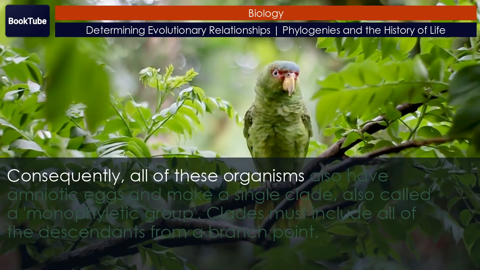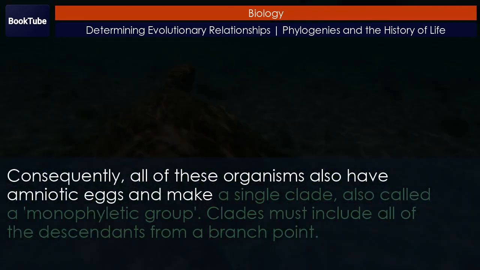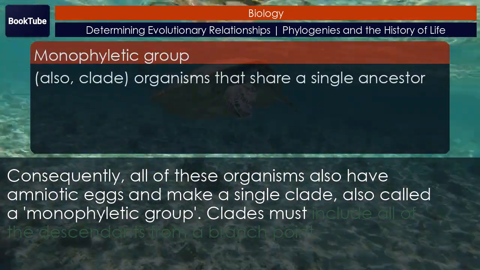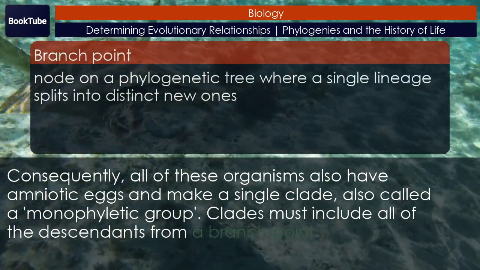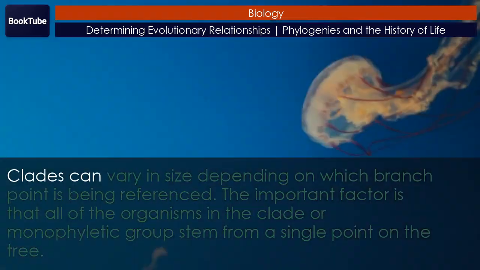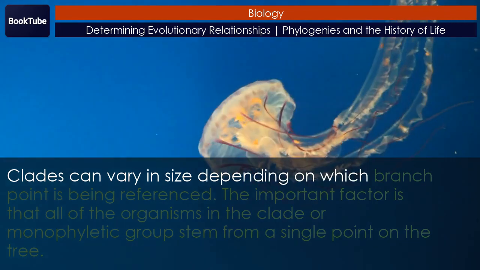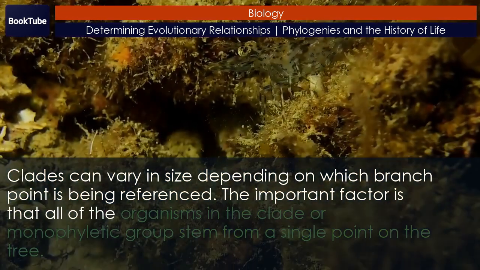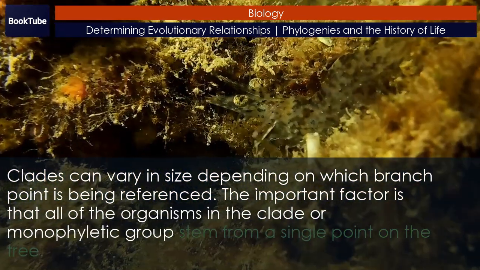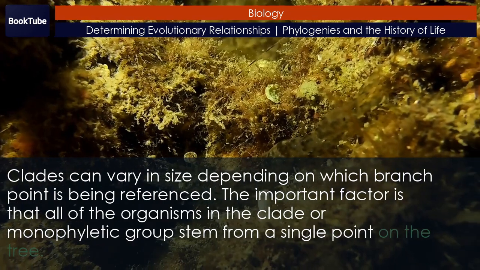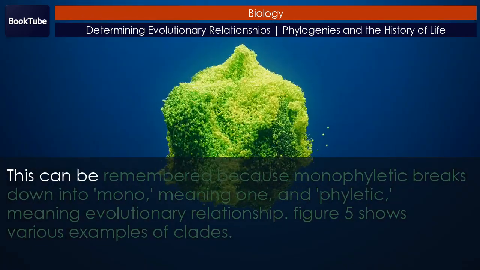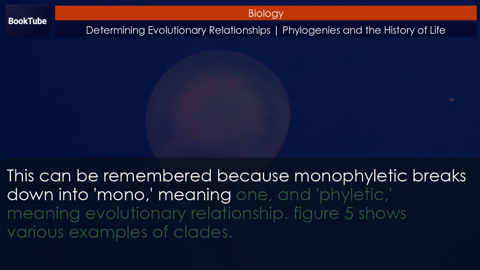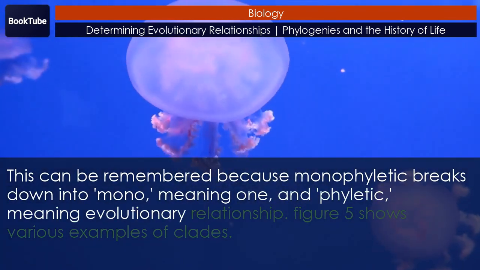Consequently, all of these organisms also have amniotic eggs and make a single clade, also called a monophyletic group. Clades must include all of the descendants from a branch point. Clades can vary in size depending on which branch point is being referenced. The important factor is that all of the organisms in the clade or monophyletic group stem from a single point on the tree. This can be remembered because monophyletic breaks down into mono, meaning one, and phyletic, meaning evolutionary relationship.